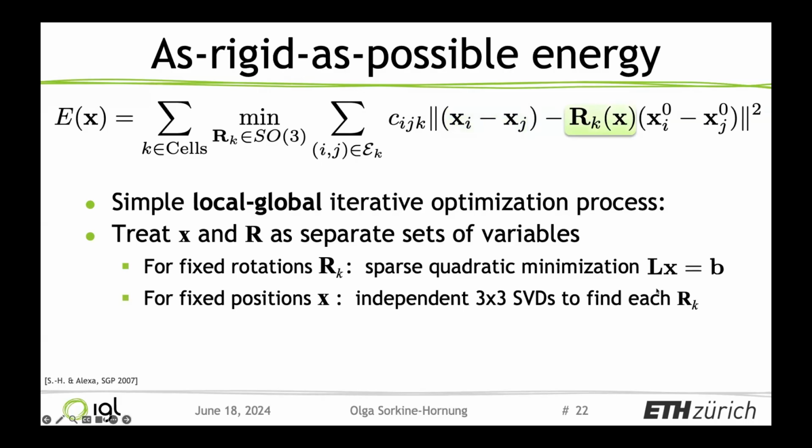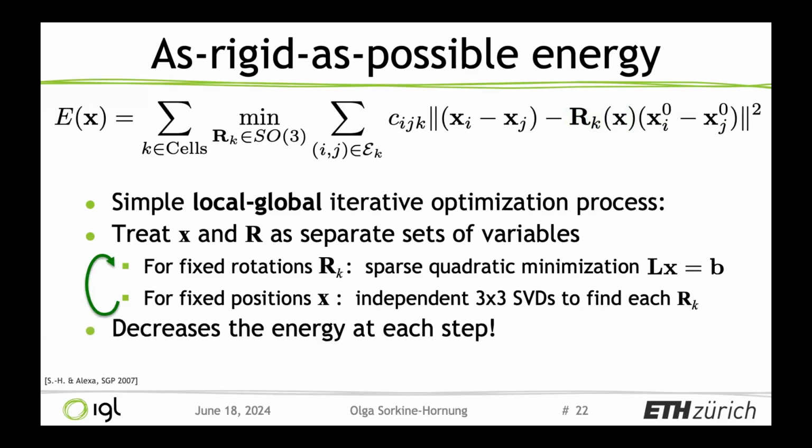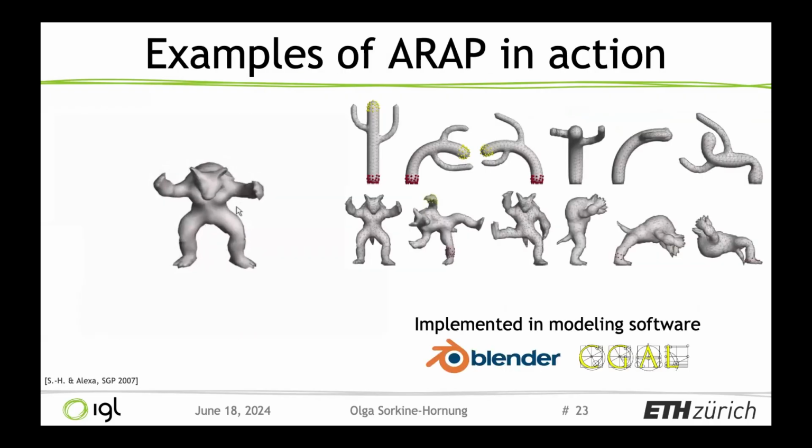And then in the second step, we fix those positions that we solved for in the first step, and we optimize the rotations. And that's just optimizing all those little 3x3 SVDs in parallel for each one ring or for each cell that you defined on your mesh. And that's it. And you can repeat this multiple times iteratively. And the nice thing is that each step decreases the energy, or at least it's guaranteed not to increase it. So it's a very, very simple algorithm despite the nonlinear formulation. And I think that's maybe the reason why it became quite popular over the years.